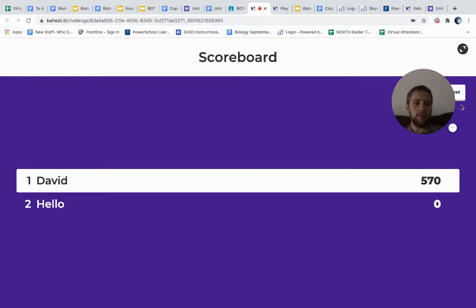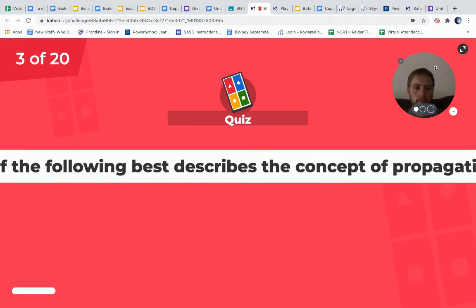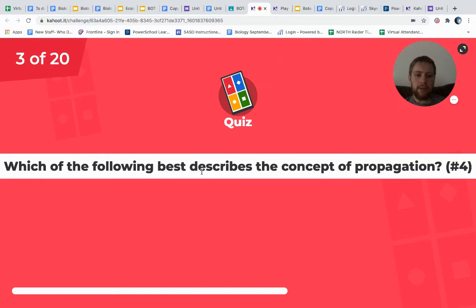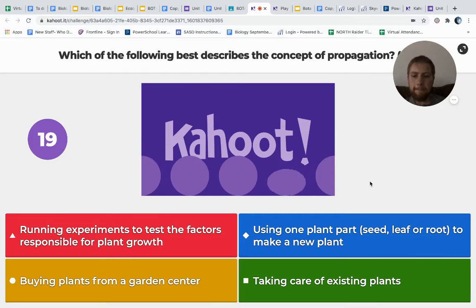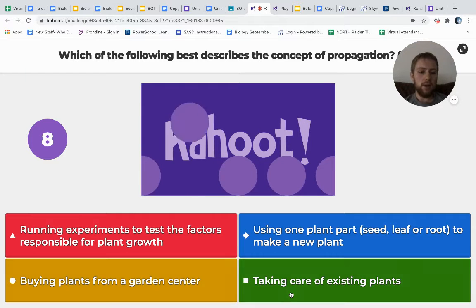All right, next up, number 3. Which of the following best describes the concept of propagation? Number 4 in that same section. All right, running experiments to test the factors responsible for plant growth. That's more so an experiment. Buying plants from a garden center. That's more so just obtaining whole new plants. Taking care of existing plants. That's not propagation, but it's going to be this one.